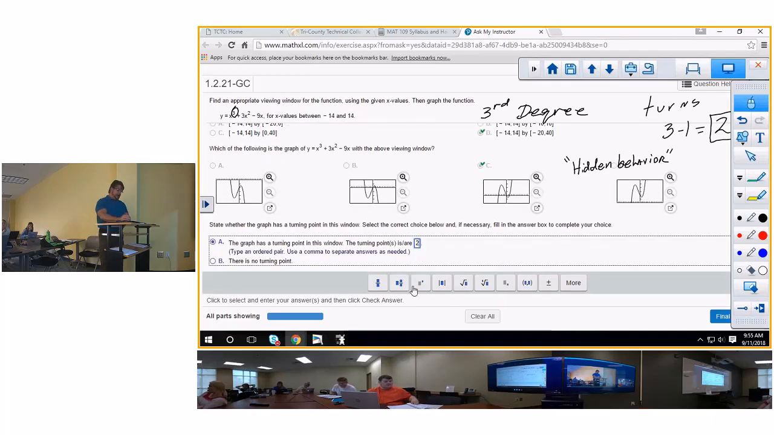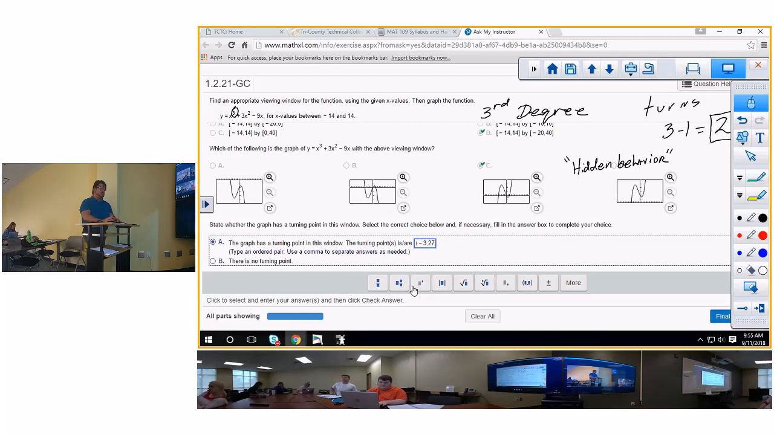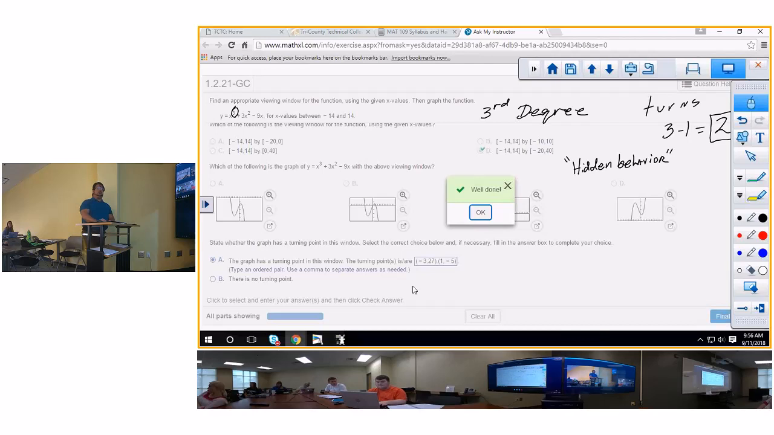Type of ordered pair. So any way you type them in, it's going to be wrong, but I'm going to use parentheses. And what was the first one? It was -3, +27. Close parentheses. Use comma to separate answers. So that's comma. And then what's the other one? 1 and -5. 1, comma, -5. And I guarantee you I typed something in wrong. Oh my gosh, I got it right.